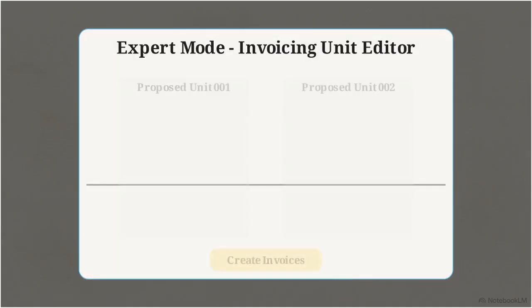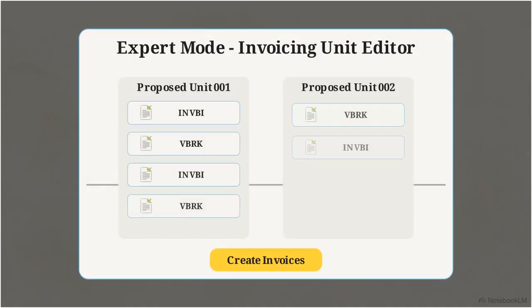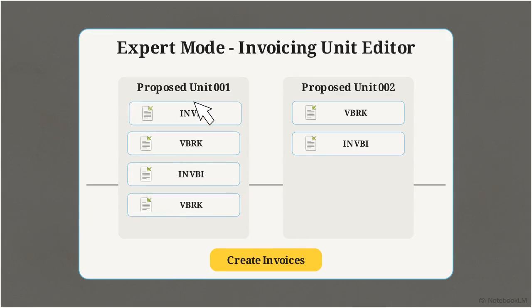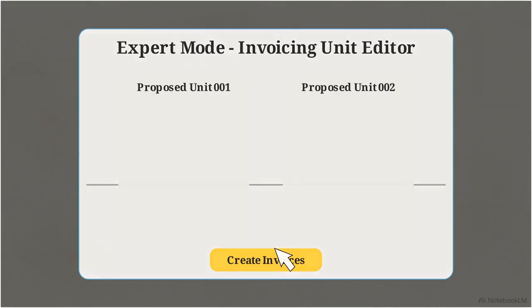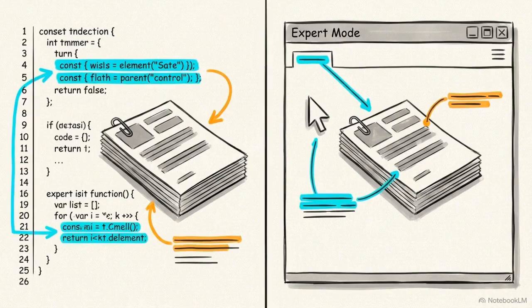For manual intervention, the system provides expert mode during dialog processing. Expert mode intercepts the generated units in a pop-up window. This allows a user to manually drag and drop source documents between units before the final invoice is created. Whether through Event 2601 or Expert mode, SAP provides both programmatic and manual options to ensure the final invoice structure meets specific requirements.